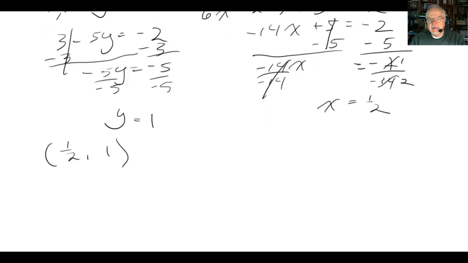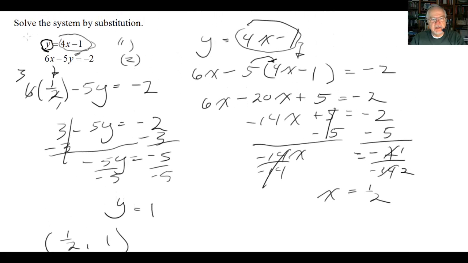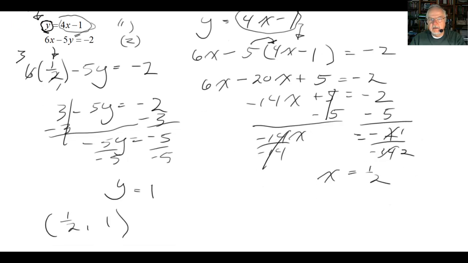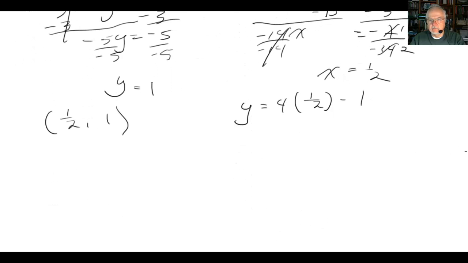Now, just to demonstrate that I could actually have substituted here, let me do this substitution again, only I'll substitute in the first equation. I'll get the same result, but I just want to demonstrate that. So I have y equals 4 times 1/2, okay, that's from here, minus 1. Well, 2 goes into 2 once, 2 goes into 4 twice. So that's 2 minus 1. I get y equals 1.